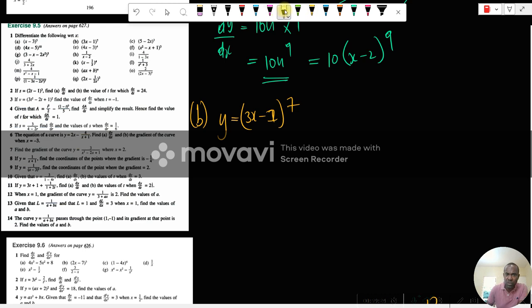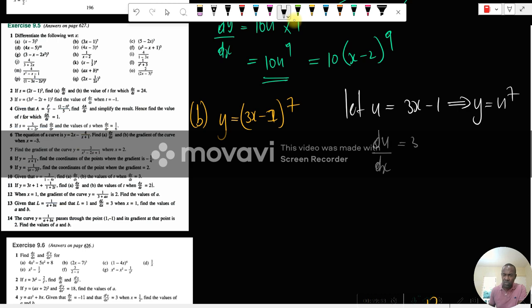So what are we going to substitute? We're going to say let u equals 3x minus 1. Now, if u equals 3x minus 1, then y equals u to the power of 7. And also we can say that du by dx is equal to 3 times 1, which of course is equal to 3. We can also say that dy by du is equal to 7 times u to the power of 6. Okay?